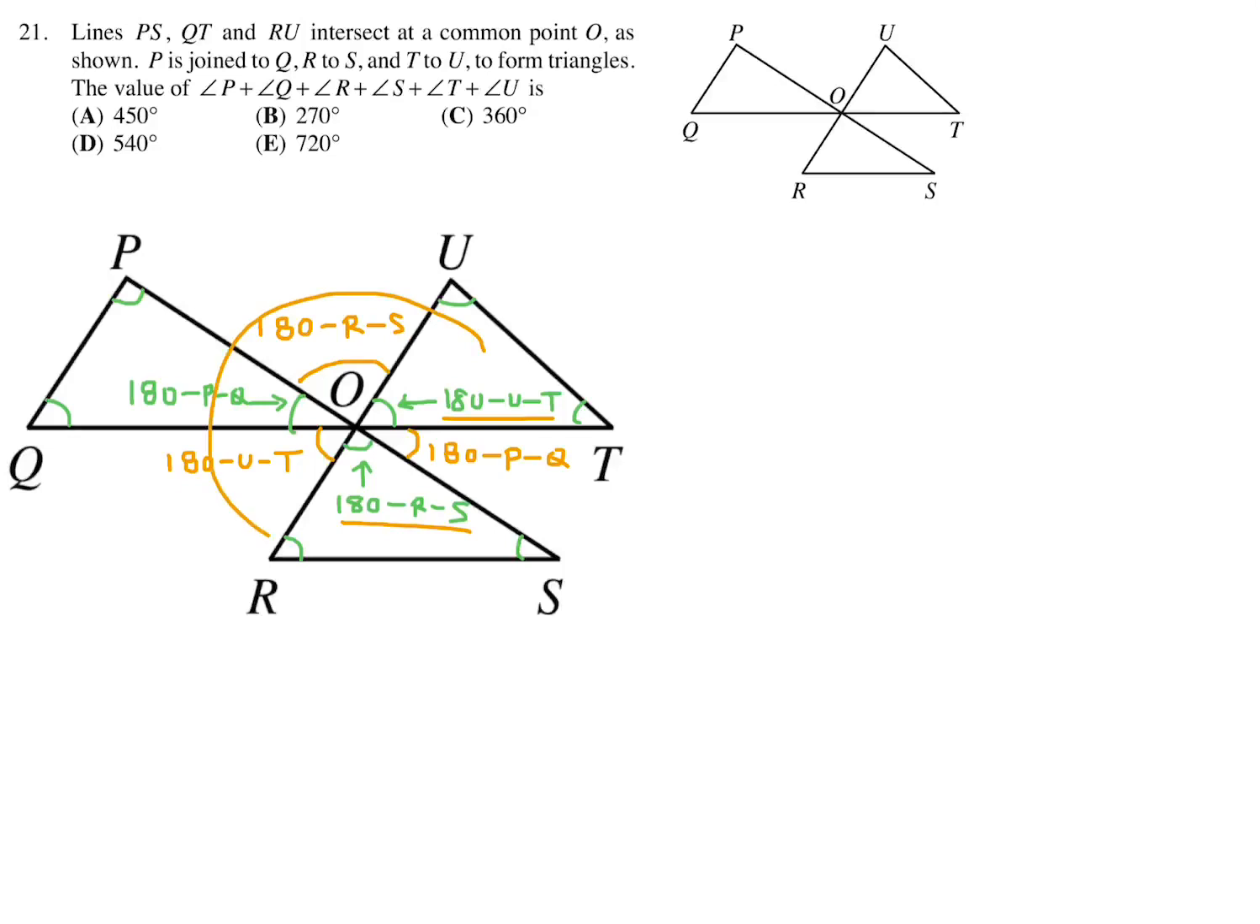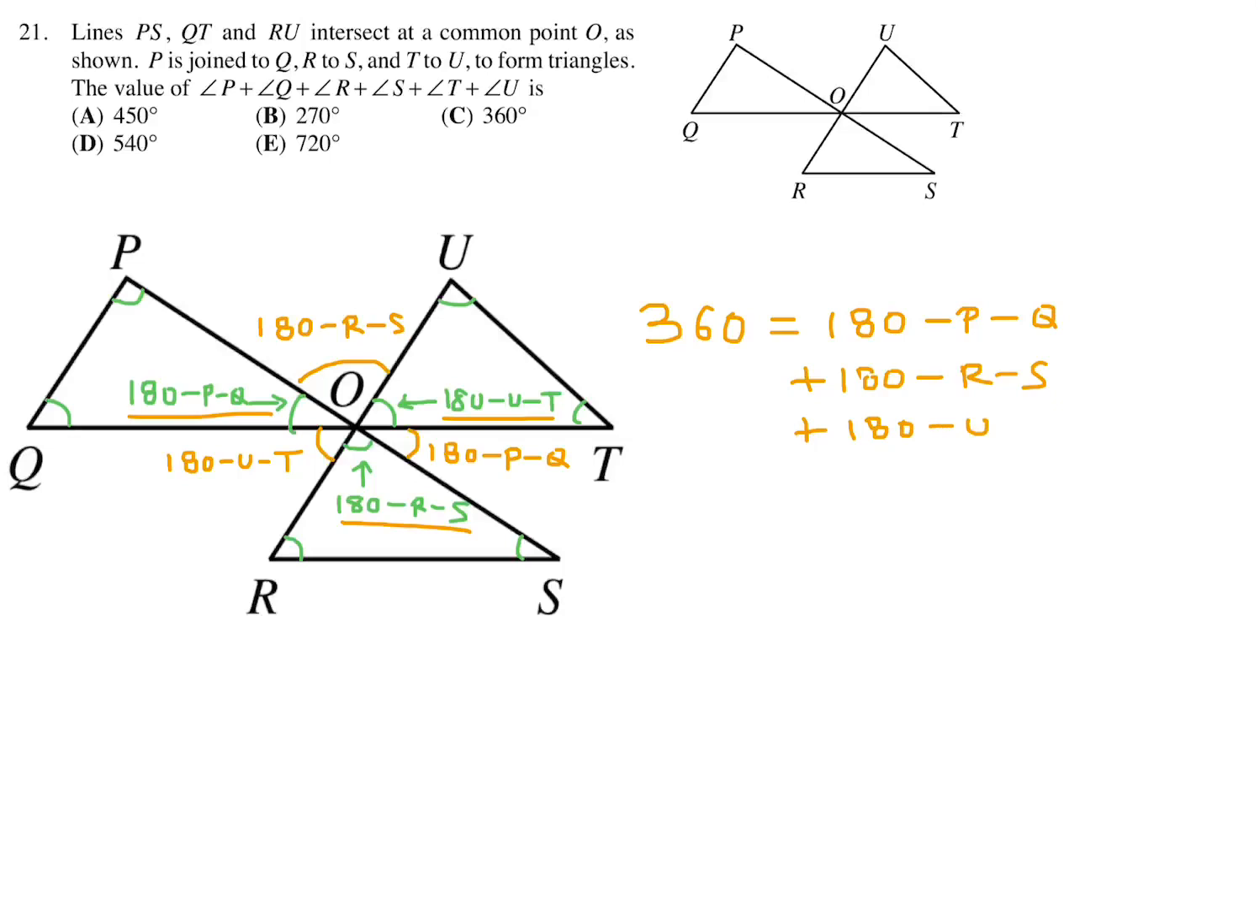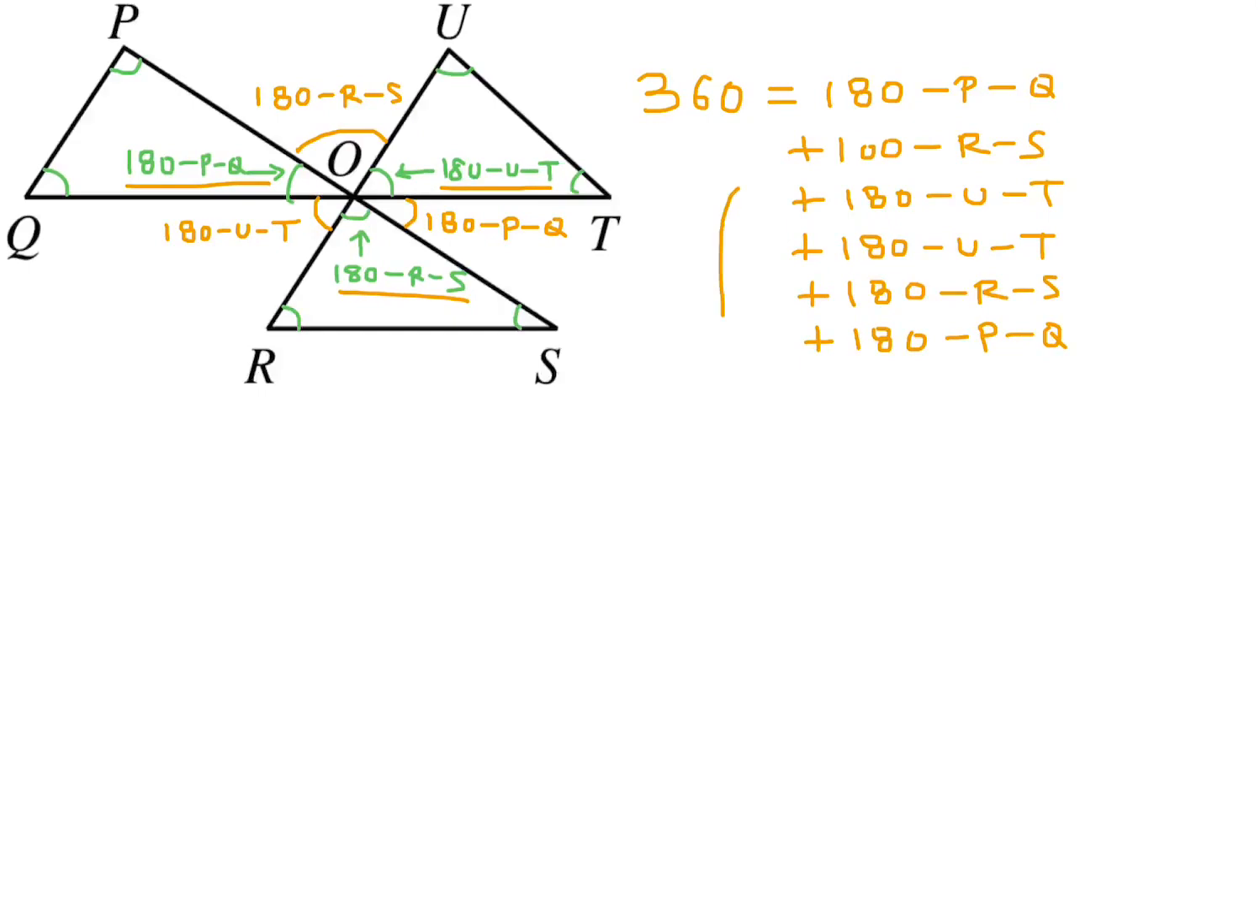Now all the way around, if you add up all the angles, they will be equal to 360. So that's what we need to do. All right, so I'll start with this guy here, 180 minus P minus Q plus 180 minus R minus S plus 180 minus U minus T plus 180 minus U minus T plus 180 minus R minus S, and finally 180 minus P minus Q, like that. Okay? So bring this over here.